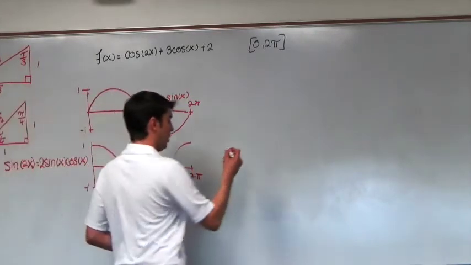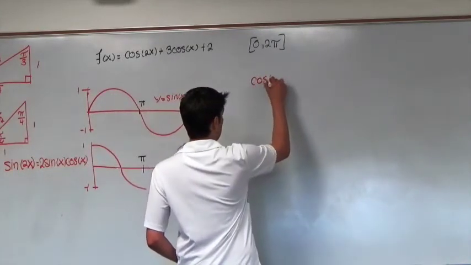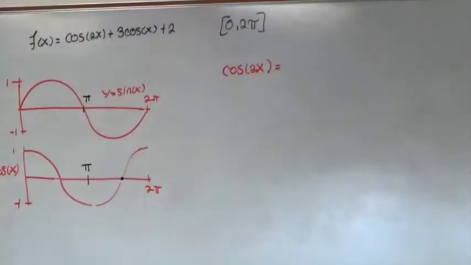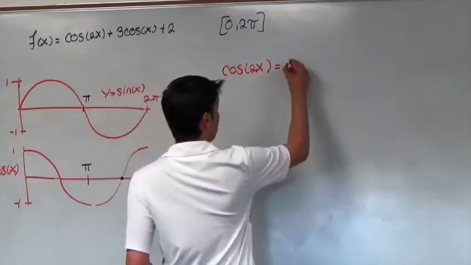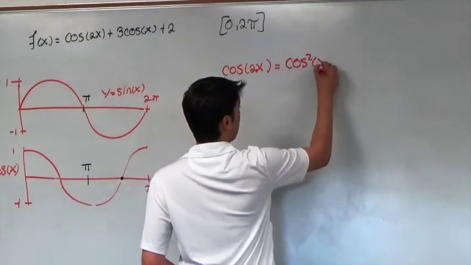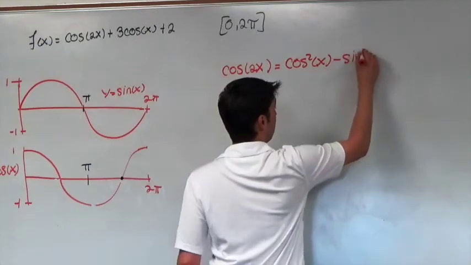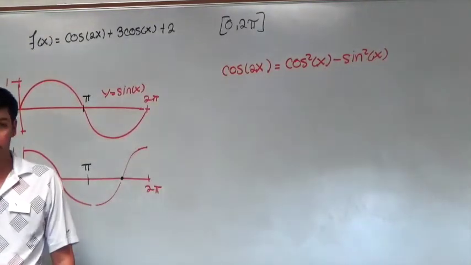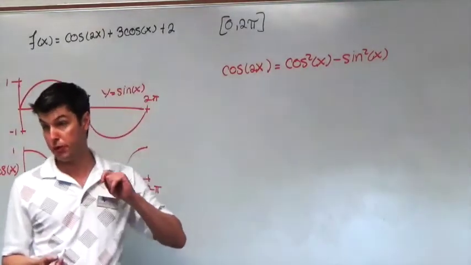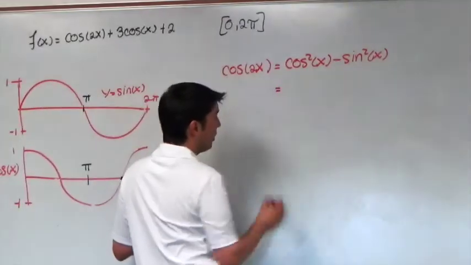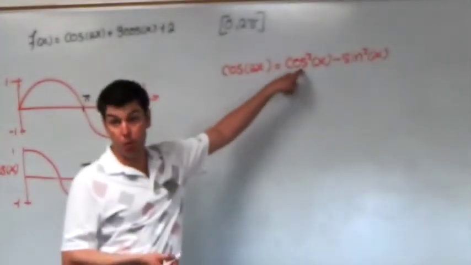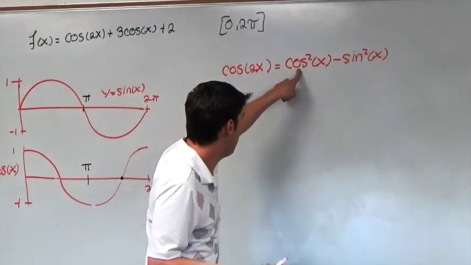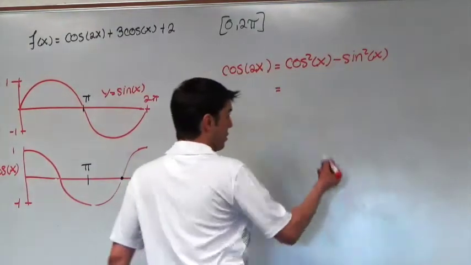So cosine of 2x equals, if you only remember one, let it be this first one. Cosine squared minus sine squared. Because from this one you can get the other two forms. We know that cosine squared would be 1 minus sine squared, trig identity. So what do we have here? 1 minus sine squared minus another sine squared.